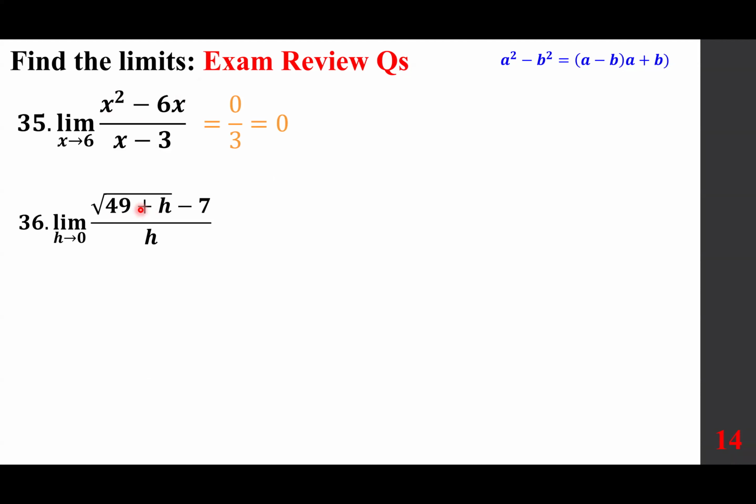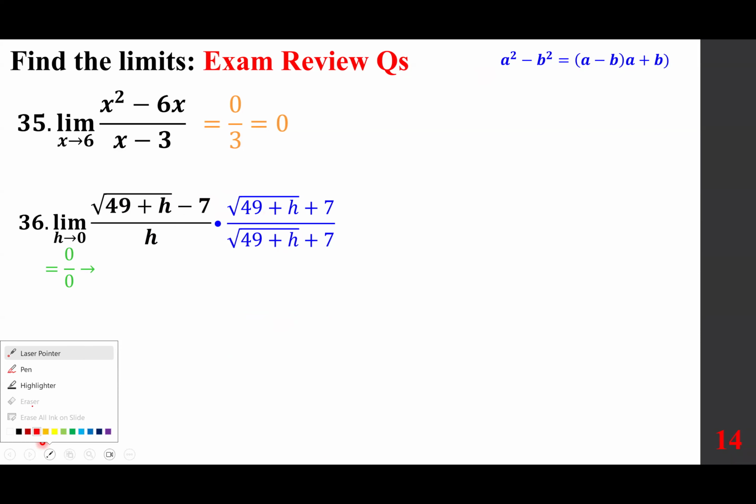If I plug in 0, square root of 49, 7 minus 7 is 0. 0 over 0. Indeterminate form. I have a square root, and I'm going to put the conjugate. Because a minus b times a plus b, the product is a squared minus b squared. I put the same thing with the plus sign at top as well as the bottom. And so the bottom is the product, and we keep it as a product. We don't distribute.